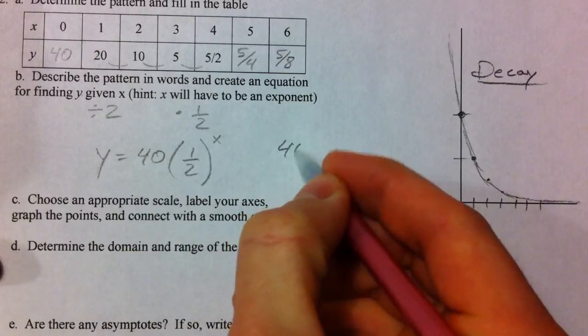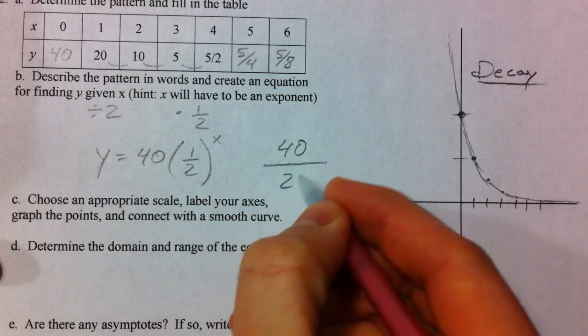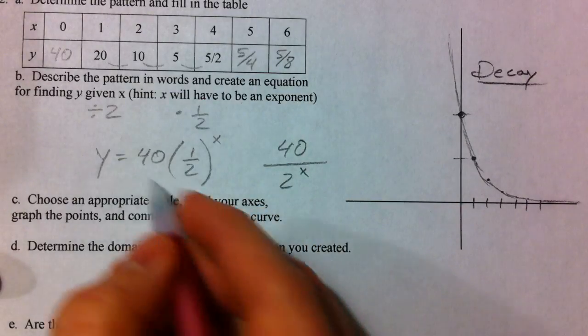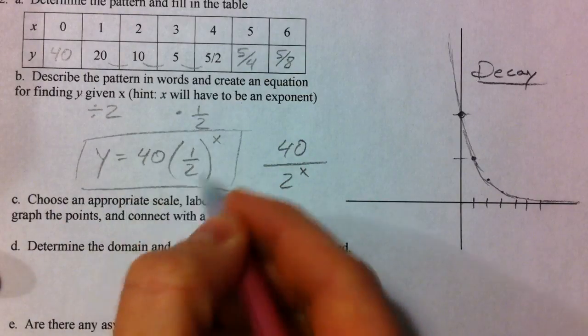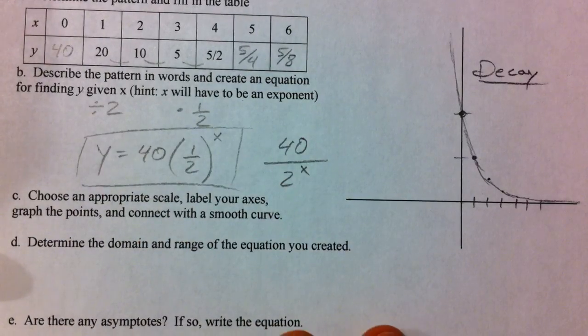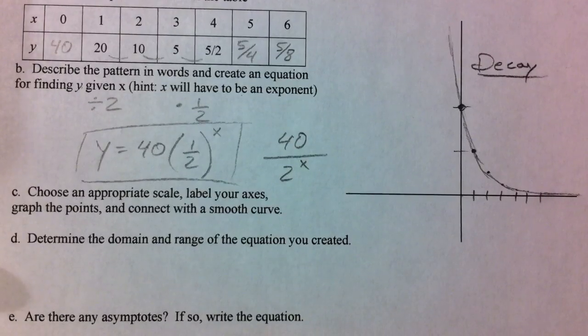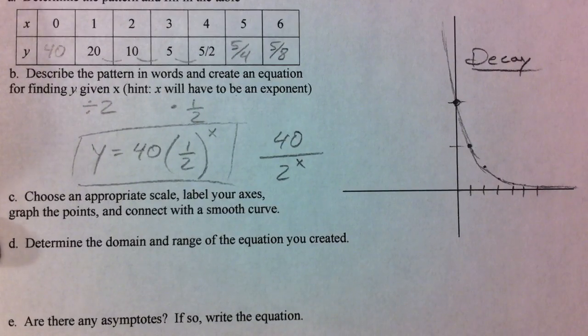Some might write the equation as 40 divided by 2 raised to the x, and that's fine as well, but we're going to deal more with this. It's going to look much more consistent. And I'll show you the general form in the next section.